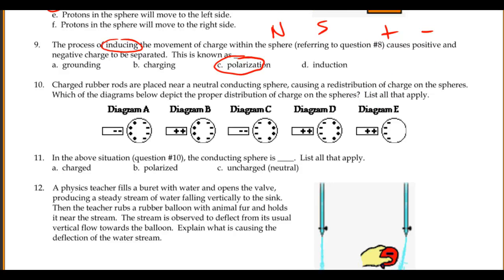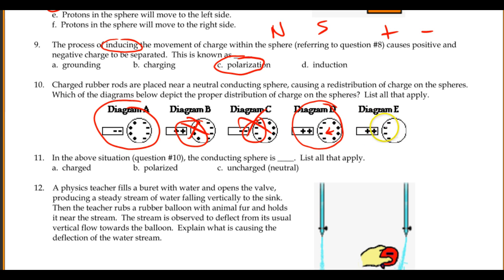Okay. Charged rubber rods are placed near a neutral conducting sphere. Again, it's a conducting sphere, causing the redistribution of charge on the spheres, which would show the proper distribution in this case. So diagram A, the negatives are pushing away the other electrons, and so that's one we've already seen. Here you would not have the likes together, so that wouldn't work. Here you would not have the likes together, so that wouldn't work. Here we do a positive, and then the negatives are next to it. So what would have happened is the electrons would have been pulled across there, and that is perfectly legitimate.